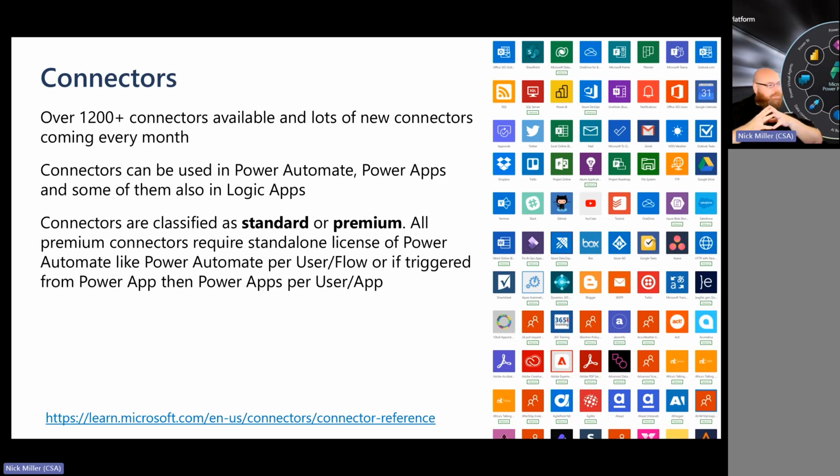Still talking about standard premium connectors. Premium connectors, we use premium licensing, right? So if we're connecting to on-premises data sources such as SQL Server, anything stored in Azure SQL on VMs, etc., we have to connect to an on-premises data gateway, and that requires us to have that premium license associated with that user account building that Power Automate flow, along with being able to connect to Dataverse, things of that nature.